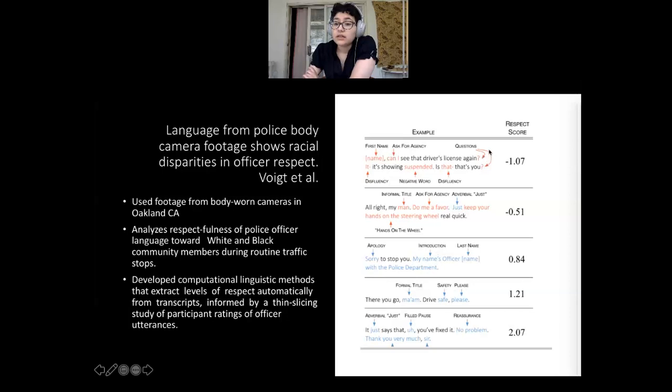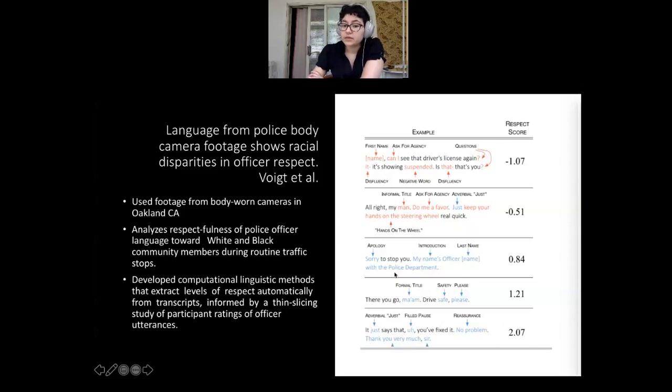So you see here that questions, "suspended" is a negative word, that is disfluency, so this is a disconnected question. "Can I see that driver's license again? It's showing suspended, that's you." There's some skepticism in the voice by having some discontinuity, right? "All right, my man." So there's an informal title, ask for agency adverbial. "Do me a favor, just keep your hands on the steering wheel real quick." So there are these different linguistic indicators that they've identified with a respect score.